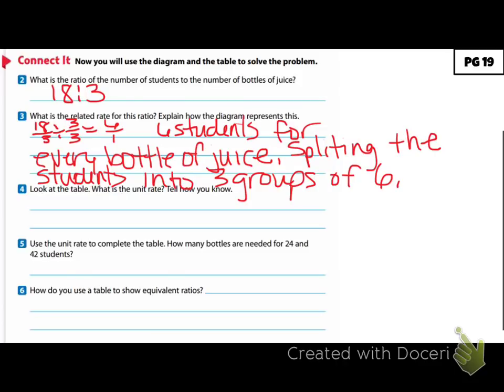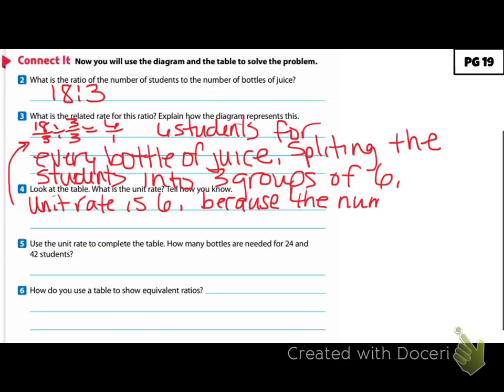Number 4, look at the table. What is the unit rate? And then tell how you know. Our unit rate, based off the table we filled out, and based off what we did up here, is 6. And we know this because the number of students is 6 times the number of bottles.